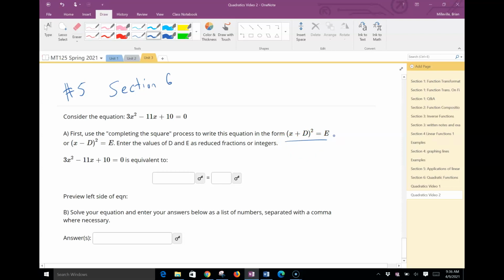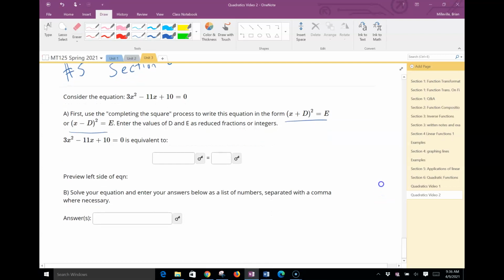D and E, capital D, capital E here. It's saying to write it into this format or this format, depending on whether D comes out positive or negative. And that's what we're answering in the first part of it. The second part, solve the equation. So that's our ultimate goal, is to solve the equation.